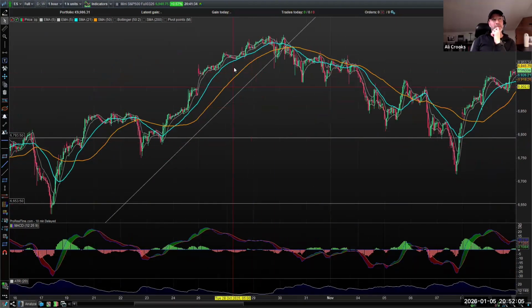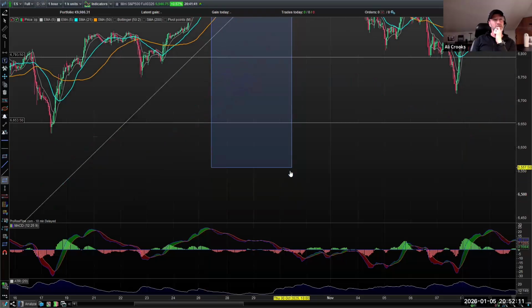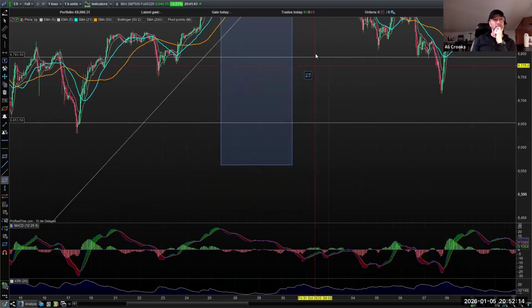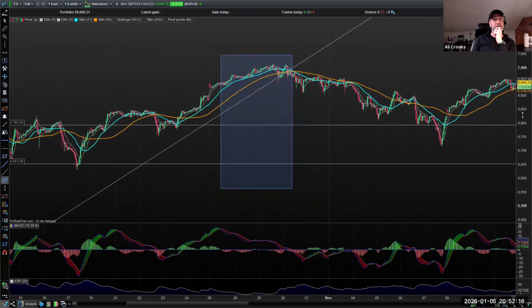But the same thing applies here, right? So I'm going to take these two. I'm going to color that in there. So that was the original one that I was looking at right there. You can see the trending divergence.